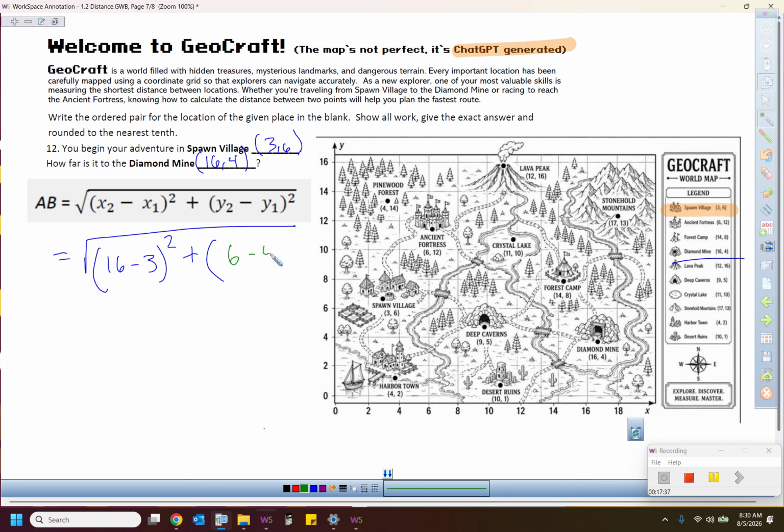So I'm going to do 6 minus 4, but it's got to get squared. Then I'll bring down my big old radical. Again, like I said, this was 13 squared, so that's 169. Again, you can punch that in your calculator, guys. And then plus 6 minus 4 is 2. 2 is going to get squared. That's going to be 4. So when I add those together, that would be the square root of 173.